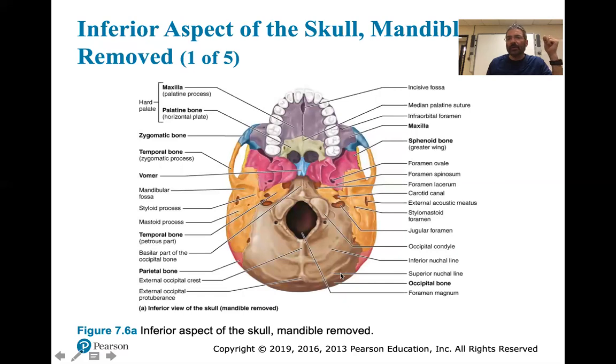Okay, so if you haven't figured it out, this is from inferior to superior. We're looking from your palate up. But what's missing is this guy, the mandible. They're taking the mandible off. So it would be this view, but with this removed.